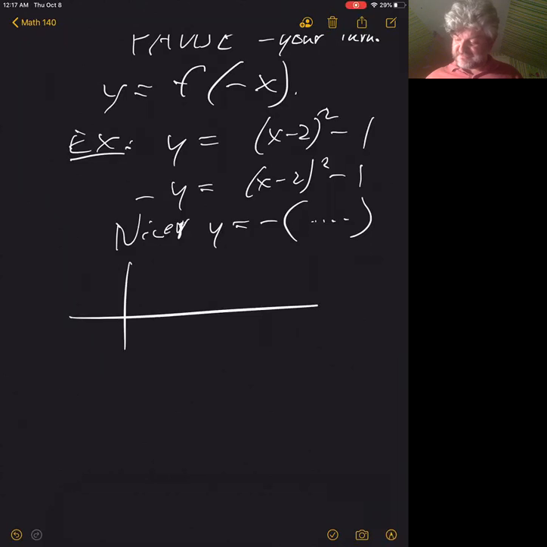The original function looked like this. The new function will be hitting the x-axis in the same place when we flip that about the x-axis. And in the middle, when x is 1, what's happening? My sketch is wrong.